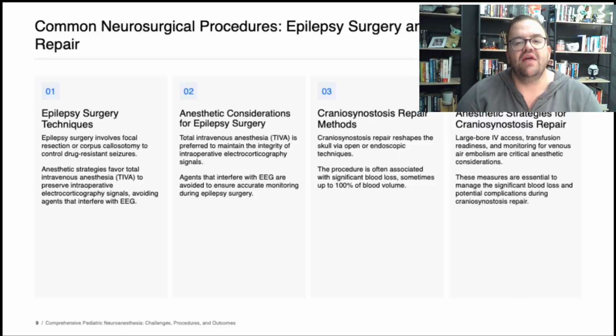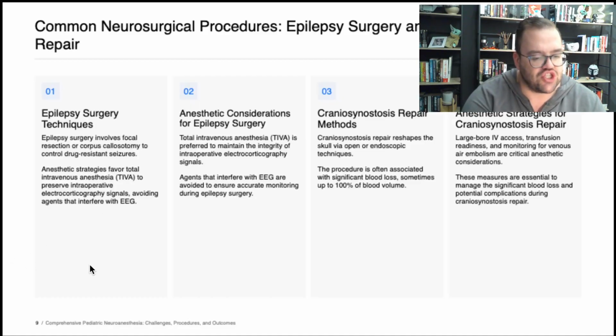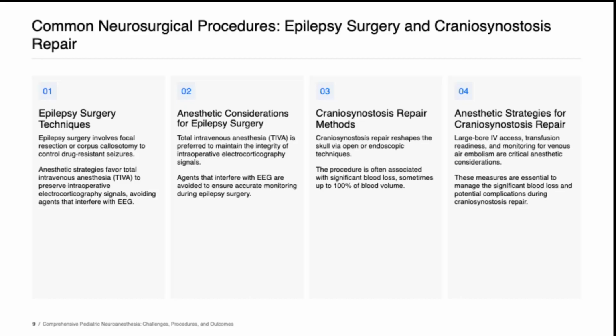which preserves the intraoperative EEG monitoring so that they are able to determine which areas of the brain they're working in. Other anesthetic considerations that we need to be aware of is that total intravenous anesthesia is preferred, and as we spoke about with monitoring of MEPs and SEPs in scoliosis, you need to have good, open communication with the neurophysiologist.